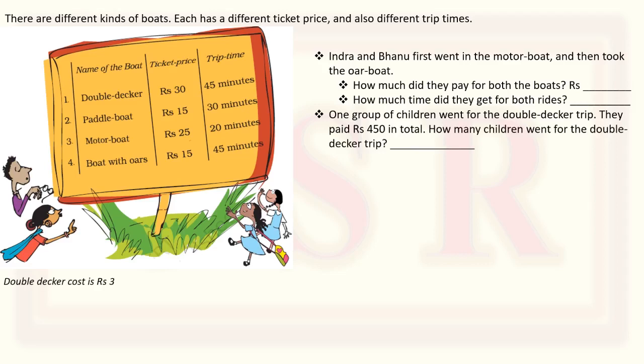Okay, double decker cost is rupees 30. Since total cost was 450, number of children that went for ride is 450 by 30, that is equal to 50.